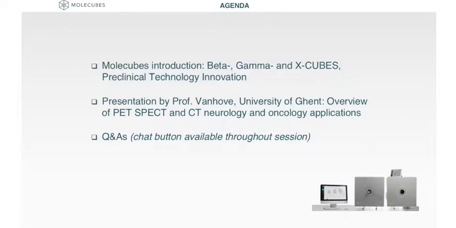He's the head of the preclinical imaging facility at Ghent University, and he will present on his latest research with a focus on neurology and oncology applications. Finally, we will conclude this webinar with a Q&A session.